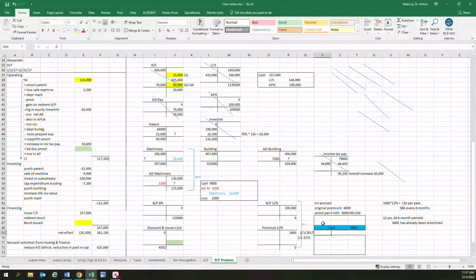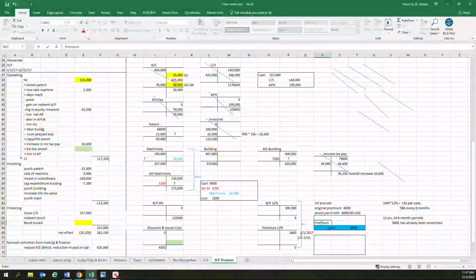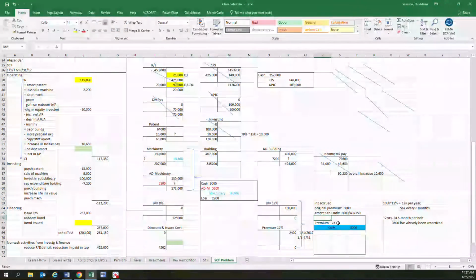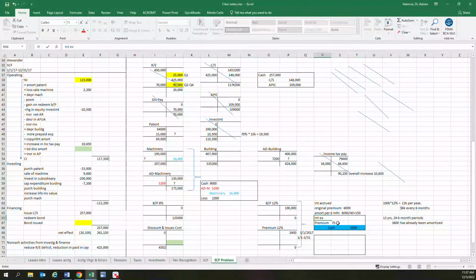Now, we also have to amortize a little bit of that premium. The amortization every 6 months is $150. So naturally, if it's only 3 months, it's going to be half of that. So this amortization is going to be $75. And then finally, this gives us an interest expense of $29.25.